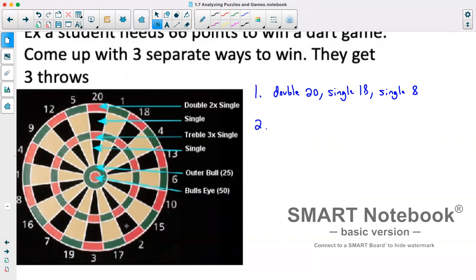So for example, I could get a triple 2, which would give me 6. So I would still need to get 60 more points. I could then get, say, a triple 18. So I'd have 6 and 54. So I just need 6 more. So I could, for example, get a double 3.